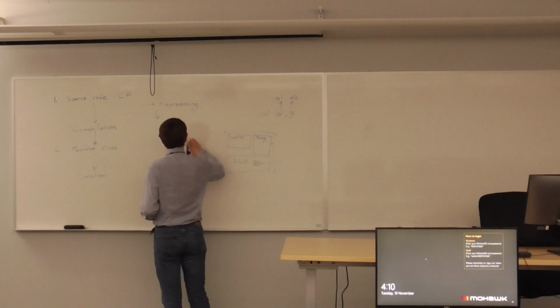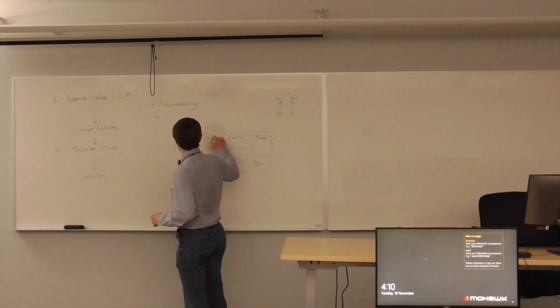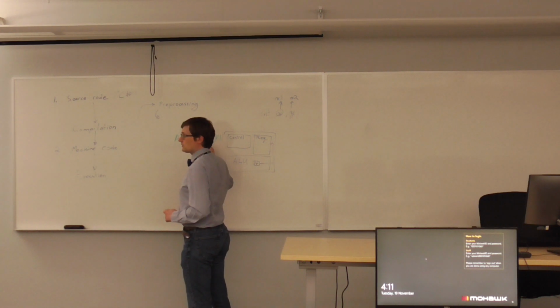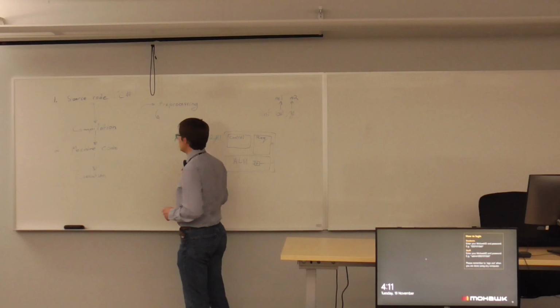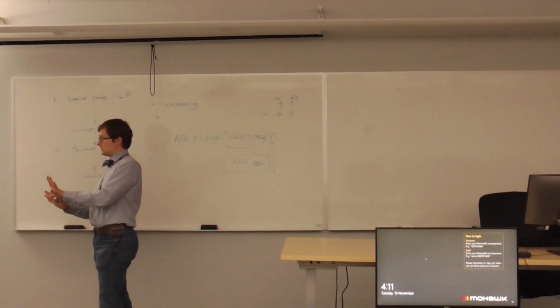In assembly code, you might have something like add R3, R2, R1, which is: take the value in R2 and R1, add them, and then place it in R3. These are registers, right? So it's a good instruction.